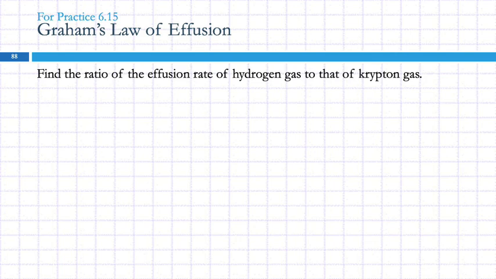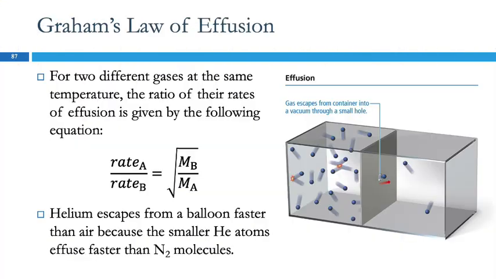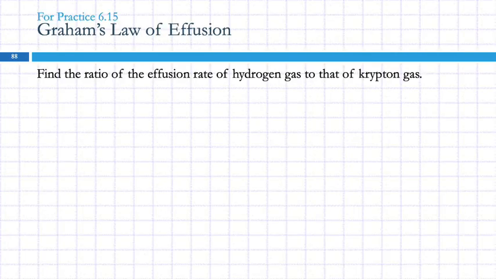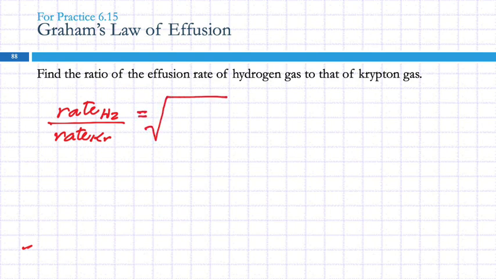So I forgot rate. So what I'm looking at here, I'm looking at the rate of hydrogen gas to the rate of krypton gas. That's the ratio of their rates. And that's going to be equal to the square root of the molar mass of krypton divided by the molar mass of hydrogen.